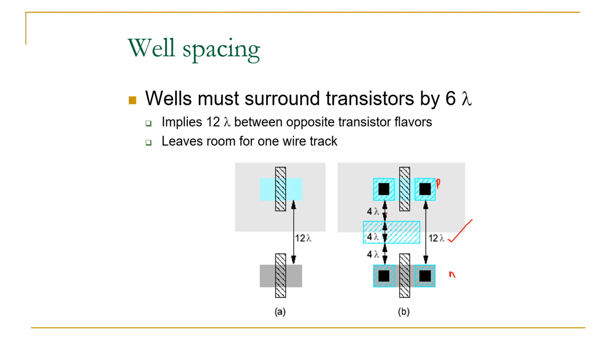So the distance here is, between the P MOSFET and this wire, you should follow 4 lambda. And this wire width is 4 lambda. And between this wire and the N MOSFET, there should be 4 lambda. A total of 12 lambda should be there between your P MOSFET and N MOSFET. And wells must surround transistors by 6 lambda. See, there should be 2 lambda, 2 lambda and 4 lambda. Hence, the well should be surrounded by 6 lambda.